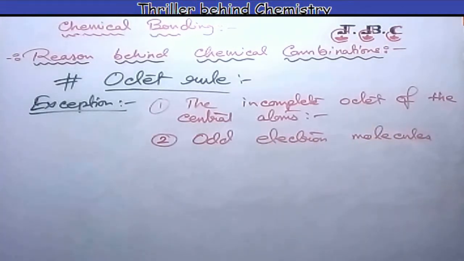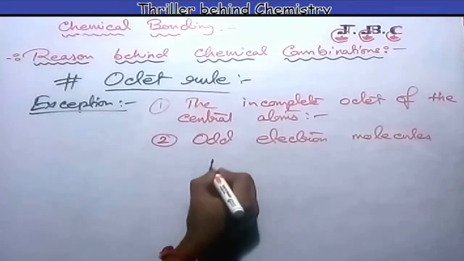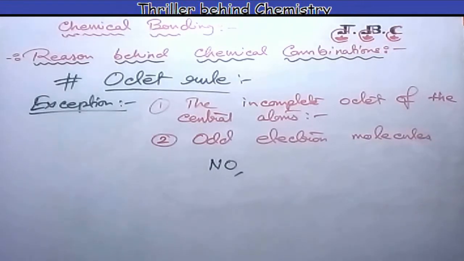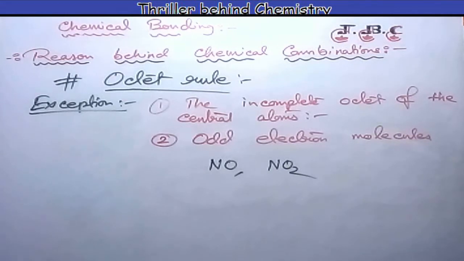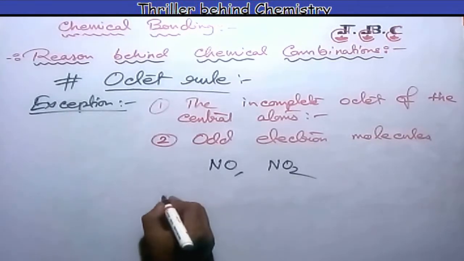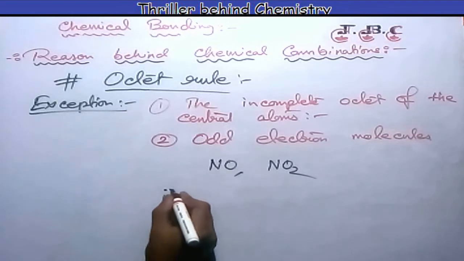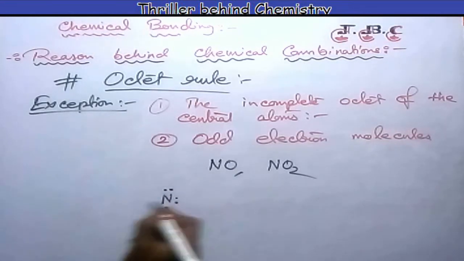That means when a molecule contains atoms which have an odd number of valence electrons, like nitrogen. For example, in nitric oxide, that is NO, and nitrogen dioxide, that is NO2, the octet rule is not satisfied for all the atoms. How? Nitrogen has 5 valence electrons, that is 1, 2, 3, 4, 5.